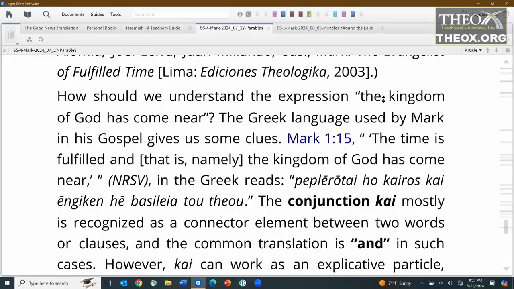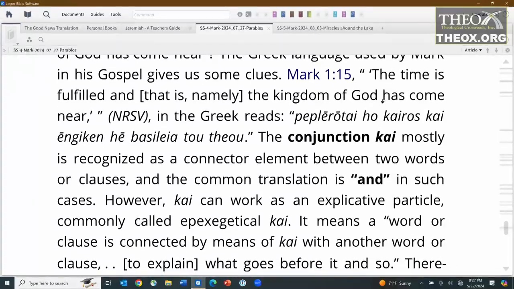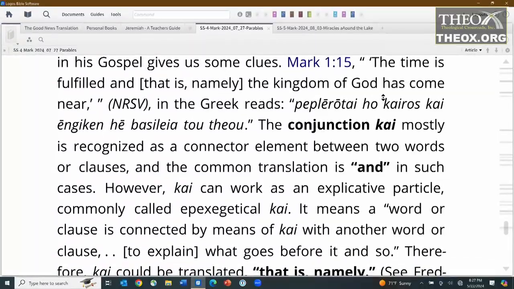The Greek language used by Mark in his gospel gives us some clues. In Mark 1:15, the time is fulfilled, and that is, namely, the kingdom of God has come near. In the Greek, it reads: peplērōtai ho kairos kai engiken hē basileia tou theou. The conjunction kai mostly is recognized as a connector element between two words or classes. It's usually translated just as "and."